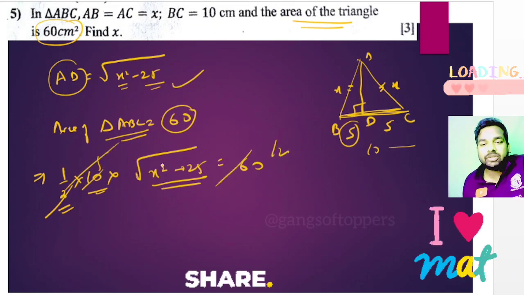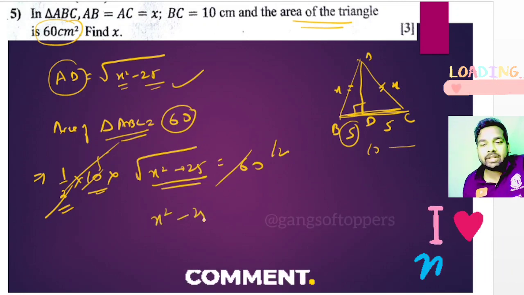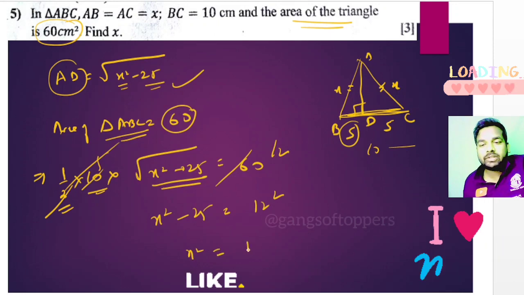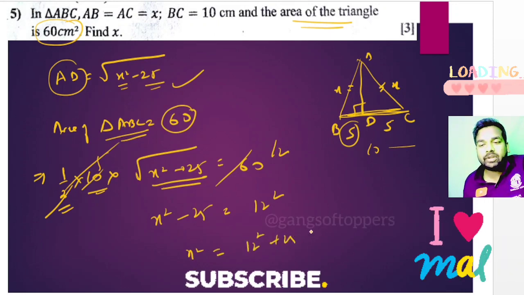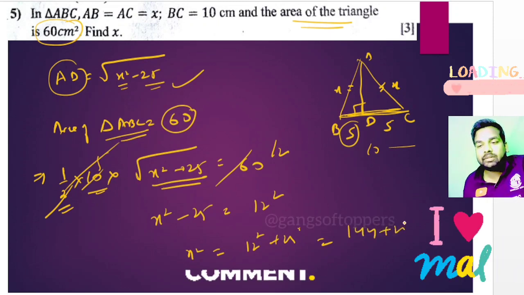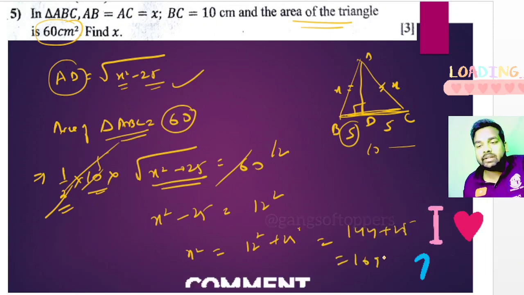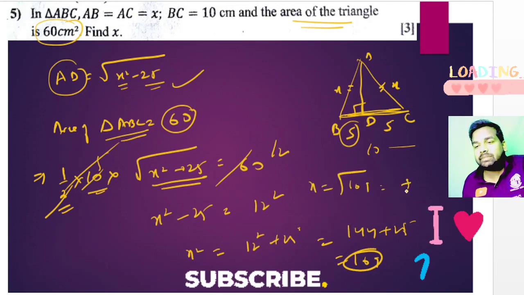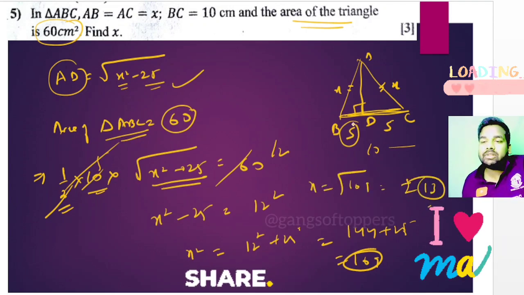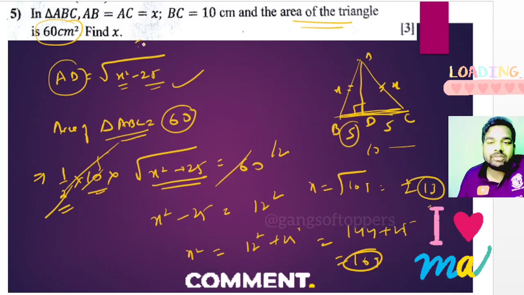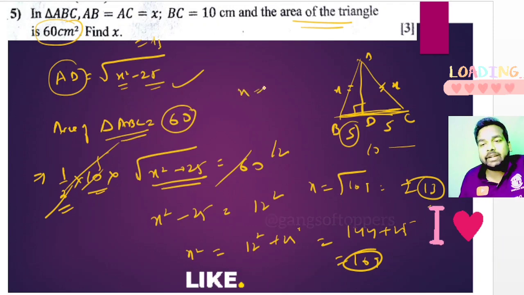So just remove this root, it is going to become x square minus 25 is equal to 12 square. So x square is equal to 12 square plus 25, that is 144 plus 25, which becomes 169. And the value of x is equal to root under 169, which is plus minus 13. Since the sides of any triangle are always positive, the value of x will be 13.